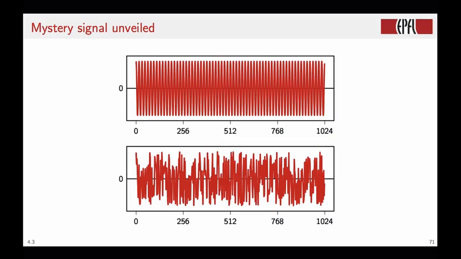If we plot the two components separately at this point, we see that we have indeed a cosine that oscillates 64 times in 1024 points, and we have an additional noise component that doesn't really seem to have any structure.